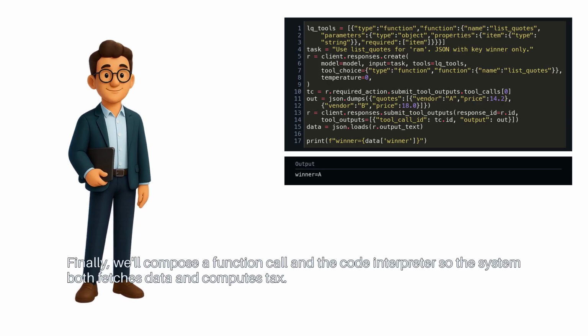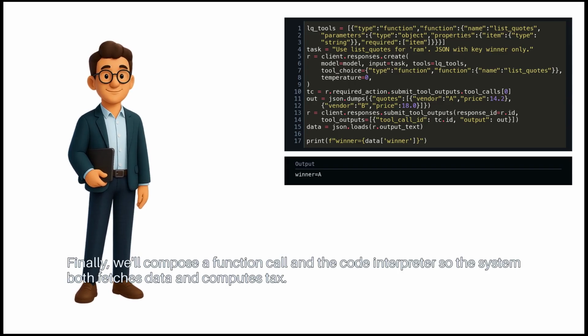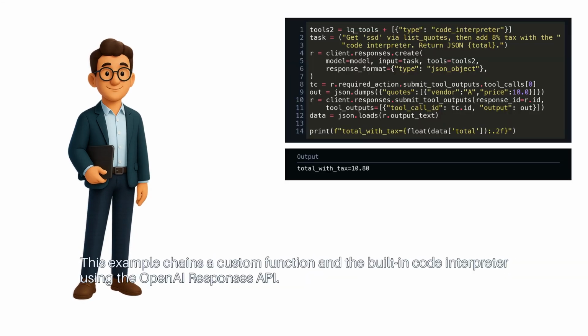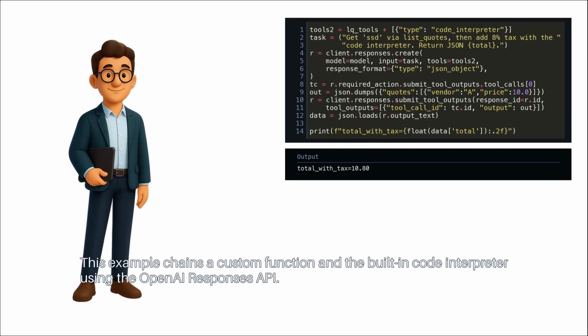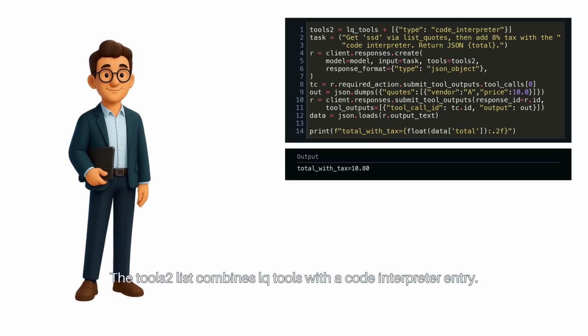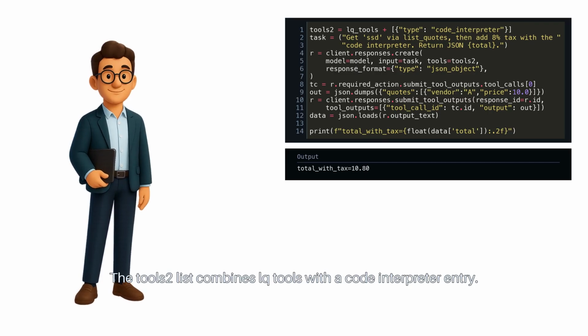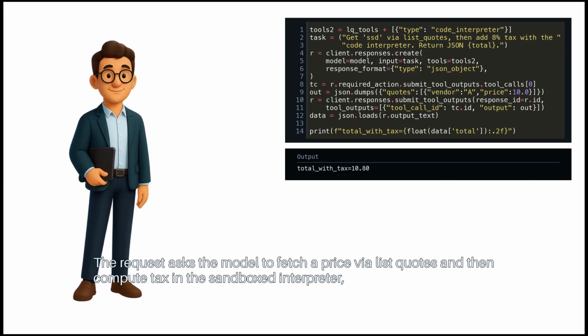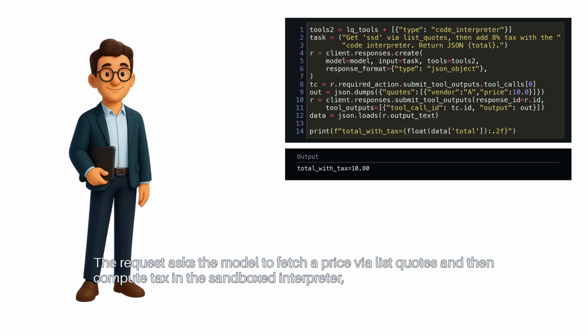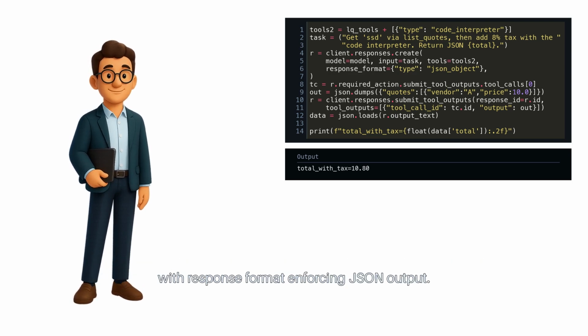Finally, we'll compose a function call and the code interpreter so the system both fetches data and computes tax. This example chains a custom function and the built-in code interpreter using the OpenAI Responses API. The tools_to list combines lq_tools with a code interpreter entry. The request asks the model to fetch a price via list_quotes and then compute tax in the sandboxed interpreter, with response format enforcing JSON output.